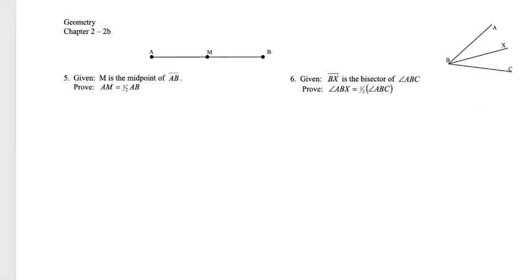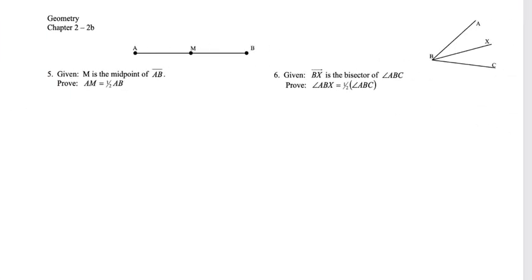Otherwise, sometimes you're given a little bit more freedom. You get to put in your own steps however you want to. And you'll see on number 5 here, I'm given that M is the midpoint of AB, and then I want to prove that AM is equal to 1/2 of AB.